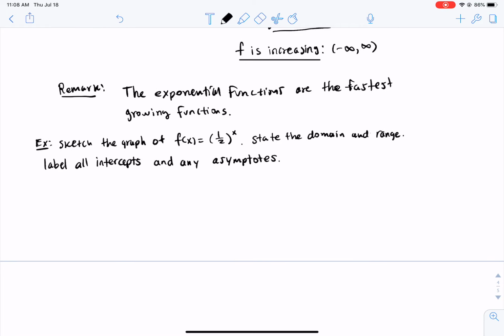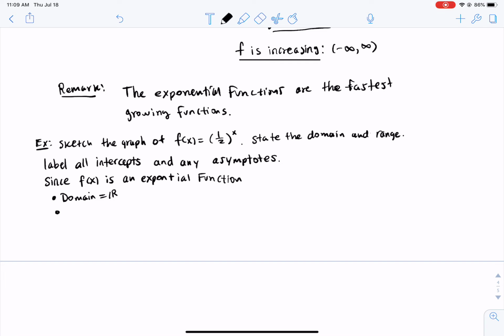So here are some things that we have to consider. Number one is, because this is an exponential function, the domain will be all real numbers, just like polynomials. That's automatically true since f of x is an exponential function. We get the following automatically. Number one, the domain will be all real numbers.